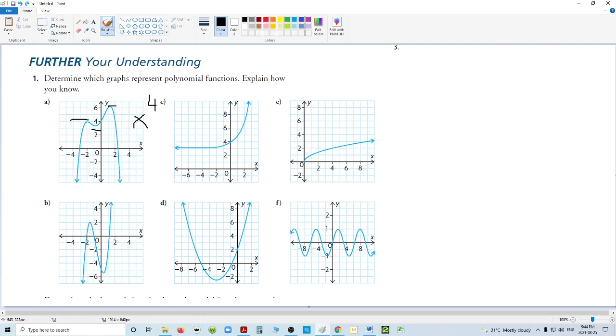What about this one? Well, this one is not a polynomial at all. It's a growth curve. And actually, they're just asking us whether it's polynomial or not. This is a growth curve. It is not a polynomial. What about this one? This is obviously a root function. It is not a polynomial.